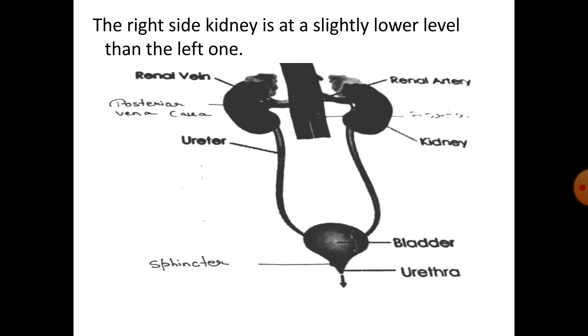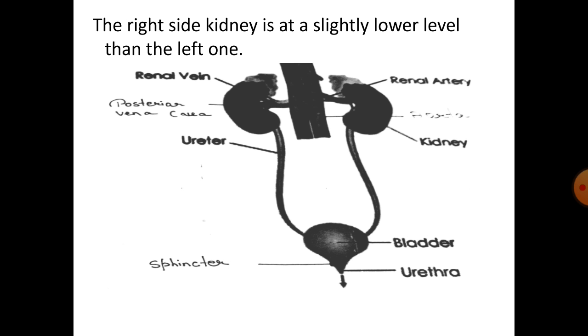Next, you can see there is a sphincter. This part is shown. It is a circular muscle that guards the opening of the bladder into the urethra, and it relaxes only at the time of urination.